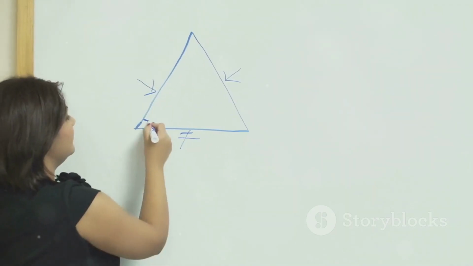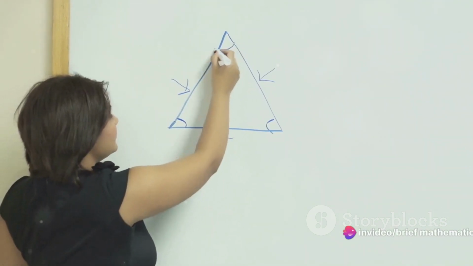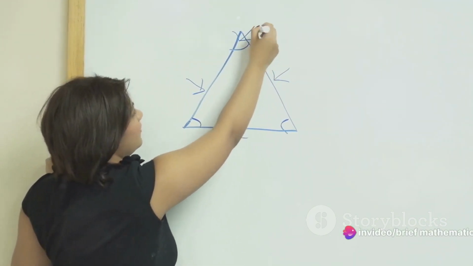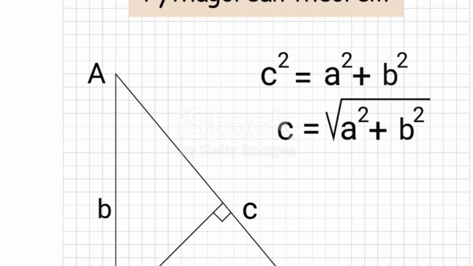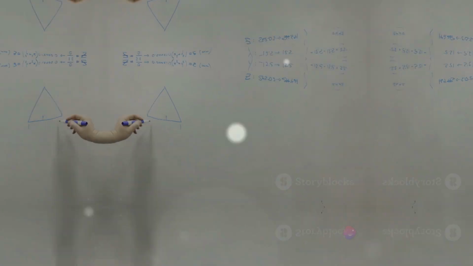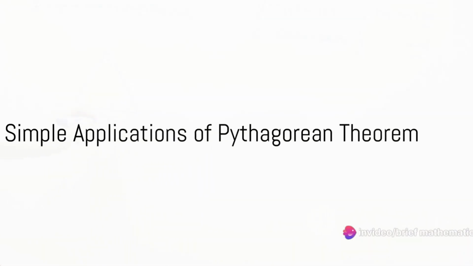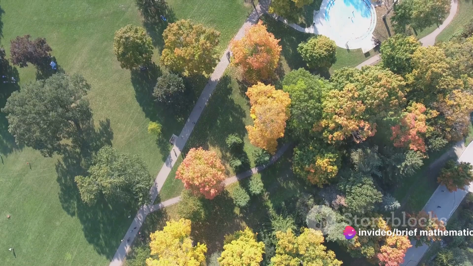This theorem is like a secret code, unlocking countless real-world problems and scenarios. So, ready to dive into the world of right-angled triangles and distances? Now that we know what the Pythagorean theorem is, let's explore its real-life applications. You might be surprised to learn that the Pythagorean theorem has many practical uses in everyday life.